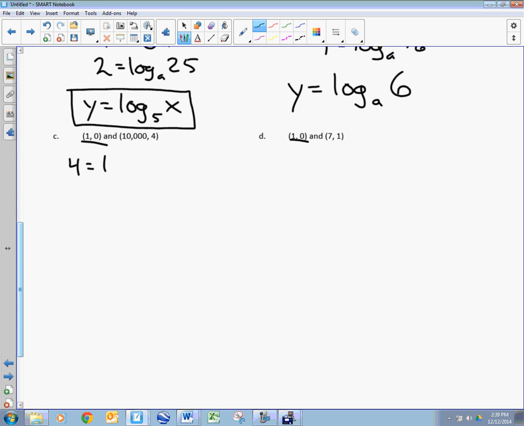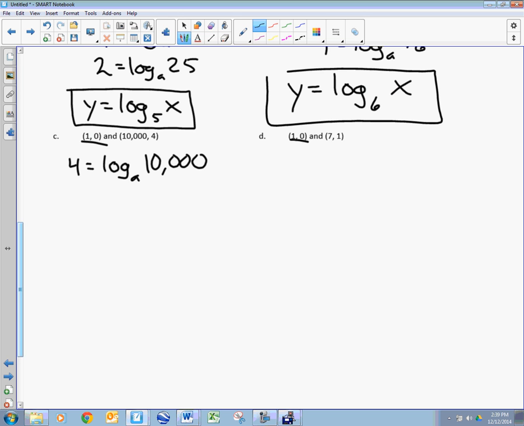4 is equal to log base a of 10,000. Whoa, sorry. Log base 6 of x. Thank you for speaking up. A lot of times I make the same mistake in each class, but I didn't make that one before. Okay, a to the 4th power is 10,000. What's a? 10. So y equals log of x. Why don't I have to write 10? It's the assumed base.